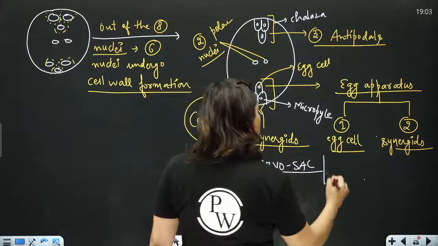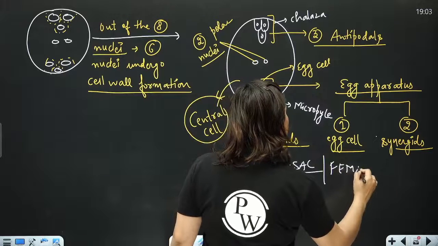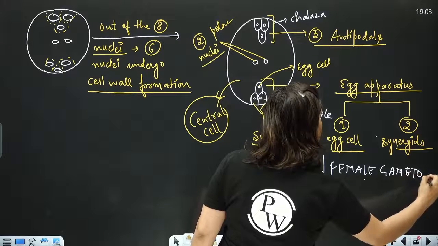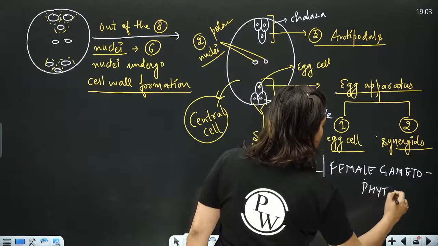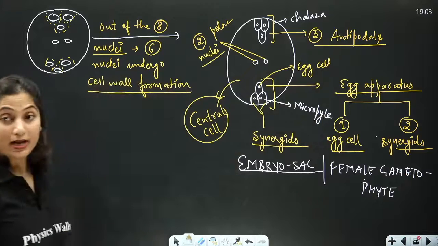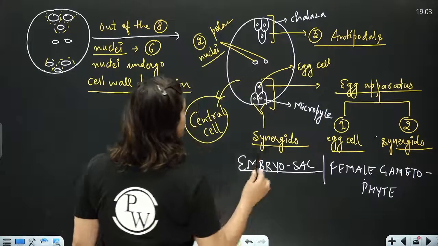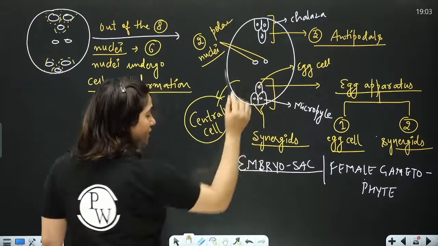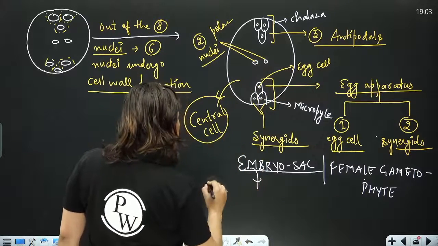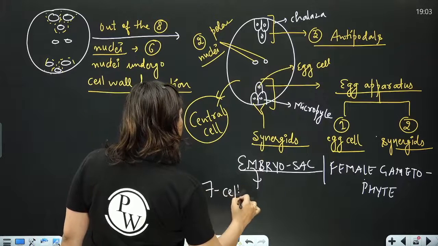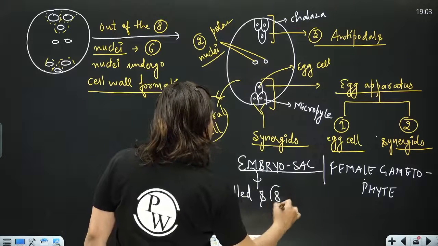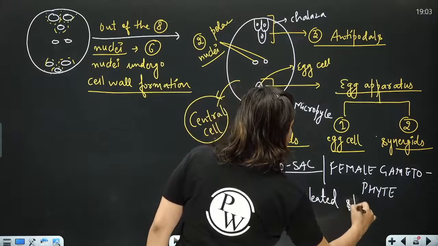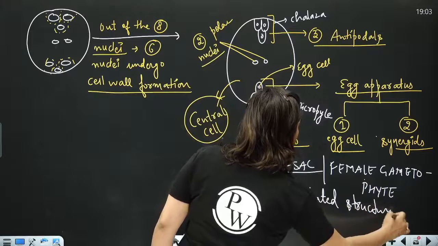The embryo sac, also called the female gametophyte, right? So you can see, count the number of cells with me. 1, 2, 3, 4, 5, 6, and this is the largest cell, 7. So the embryo sac is a 7-celled and 8-nucleated structure. Why 8 nucleated? Because the central cell has 2 nuclei in it.